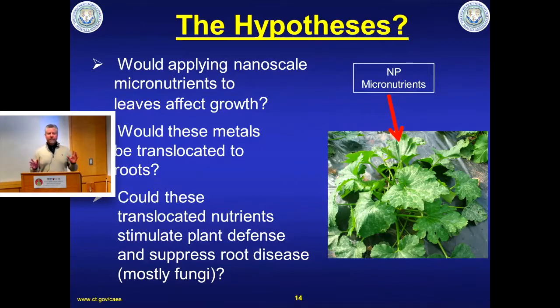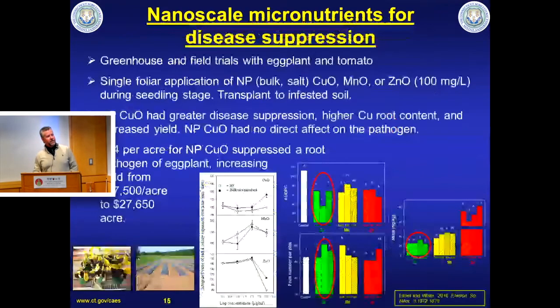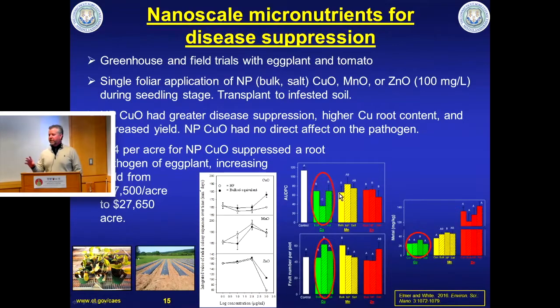So we did some quick and dirty greenhouse and field experiments. And the answer to all those questions was yes, by the way. This is just some of that initial data. I'll walk you through it real fast. Copper seems to be the element that works the best for us so far. So this was just a single foliar application to the seedlings before we either did a greenhouse study or actually moved them into the field.